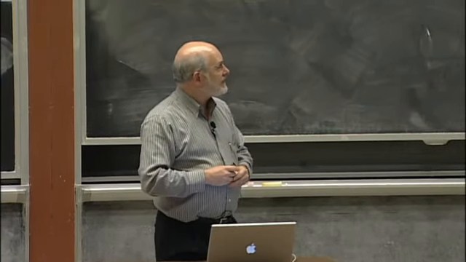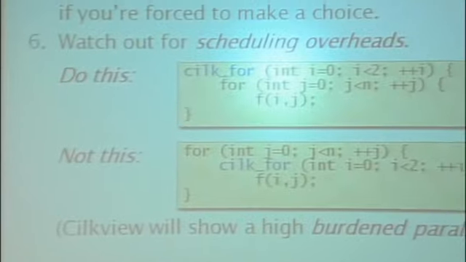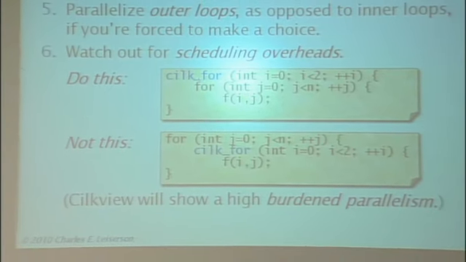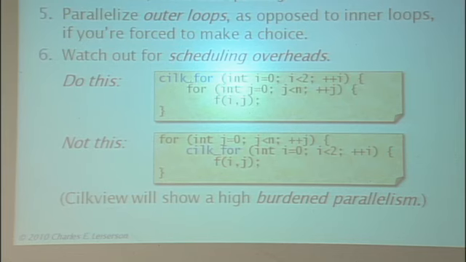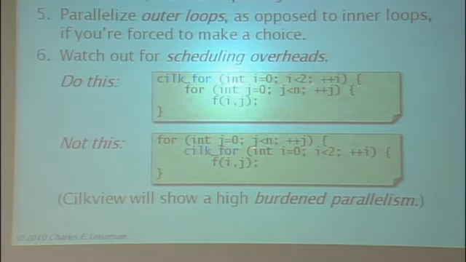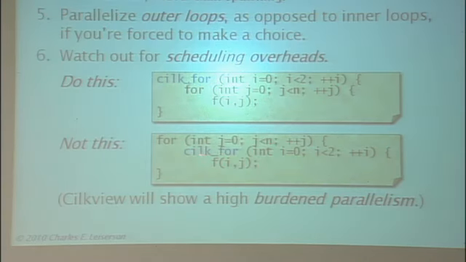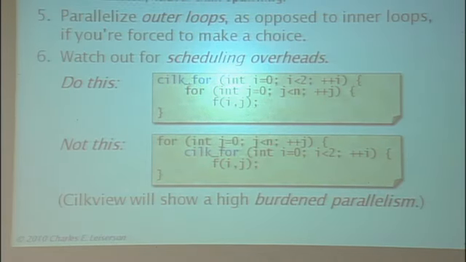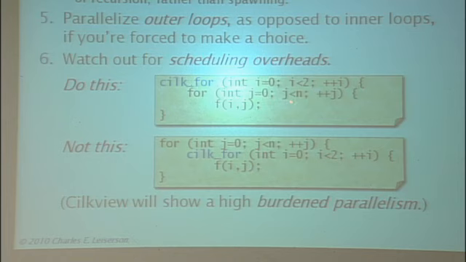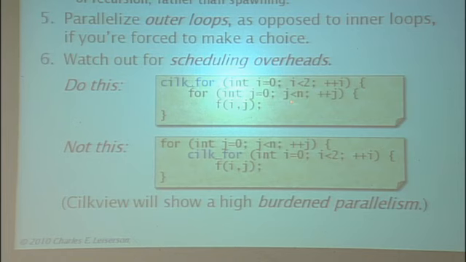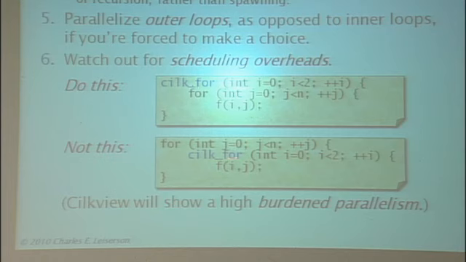Okay? Watch out for scheduling overheads. So if you do something like this, here we're parallelizing an inner loop rather than an outer loop. It doesn't matter which order we're going in or whatever. It's generally not desirable to do this, because I'm paying scheduling overhead n times through this loop, whereas here I pay for scheduling overhead just twice. So it's generally better if I have n pieces of work to do.